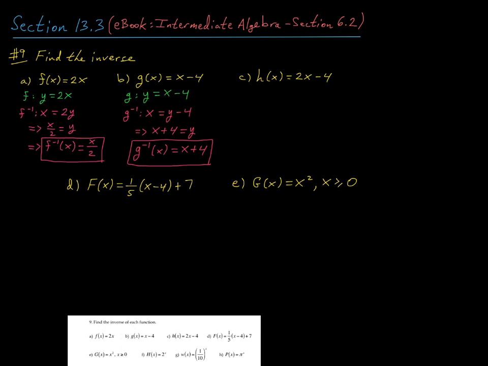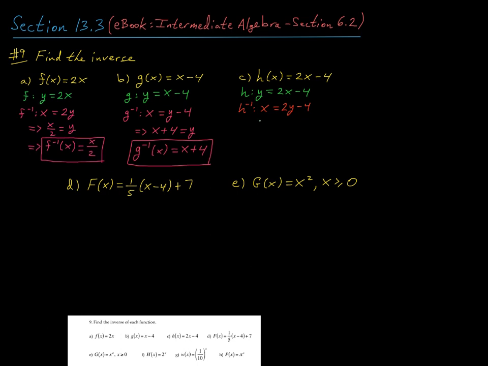All right, great. Next up we have part C. This is h of x is 2x minus 4. So for our function h, the output y is given by 2x minus 4. So then for the inverse here, we have that x is equal to 2y minus 4.